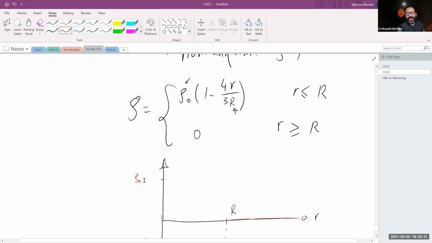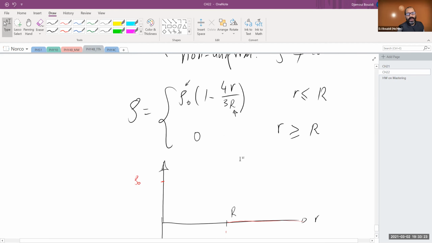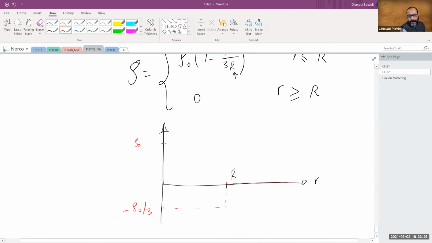And it's a continuous line, as you can clearly see. This is linear in R. So it's positive in this region, and then it vanishes at some point, and it's going to change sign and become negative. So it's negative in this region, and then it drops to 0. So this is how the charge looks.